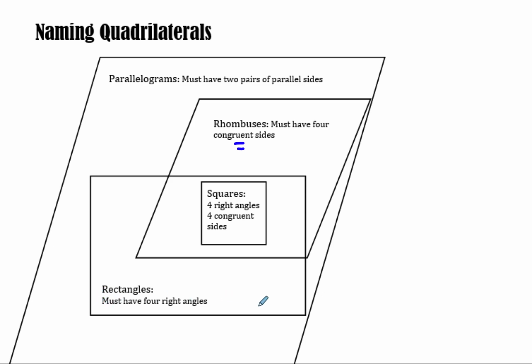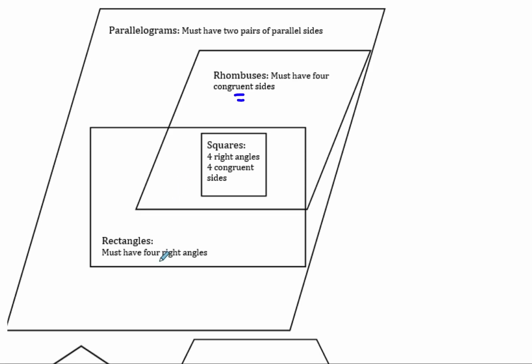A rectangle must have 4 right angles. And it's inside the parallelogram because it is a type of parallelogram. If you have 4 right angles, it's going to be a rectangle and a parallelogram. And then the square is in the overlap of the rhombus and the rectangle because it's both of those things. In order to be a square, you need to have 4 right angles and 4 equal sides. And if it's a square, it's also going to be a rectangle, a rhombus, and a parallelogram. So that diagram kind of shows the relationships between these things.